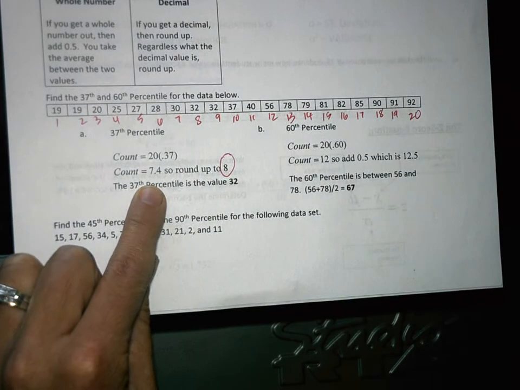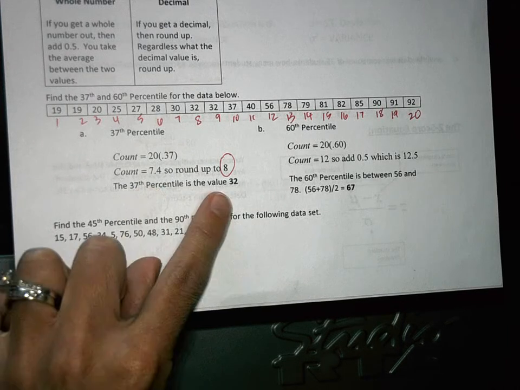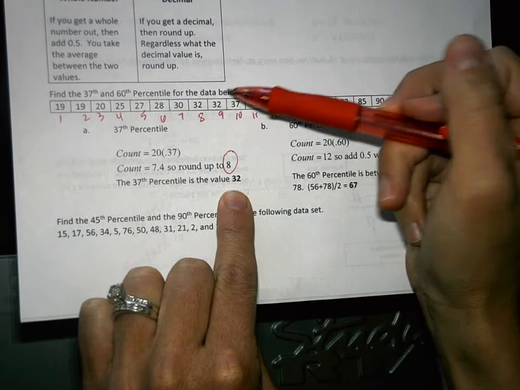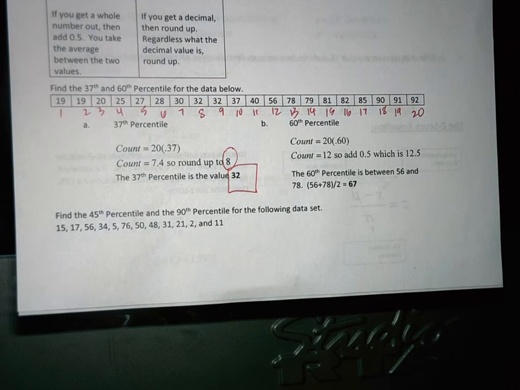Now, 8 is not the answer. It means that the 8th number in your data set is what is the 37th percentile. So if you go here, that value is 32. So the actual answer is 32 because 32 is at the 37th percentile. So like in terms of scores, it would mean that that would be your value. If you were in the 37th percentile, your score would be 32.